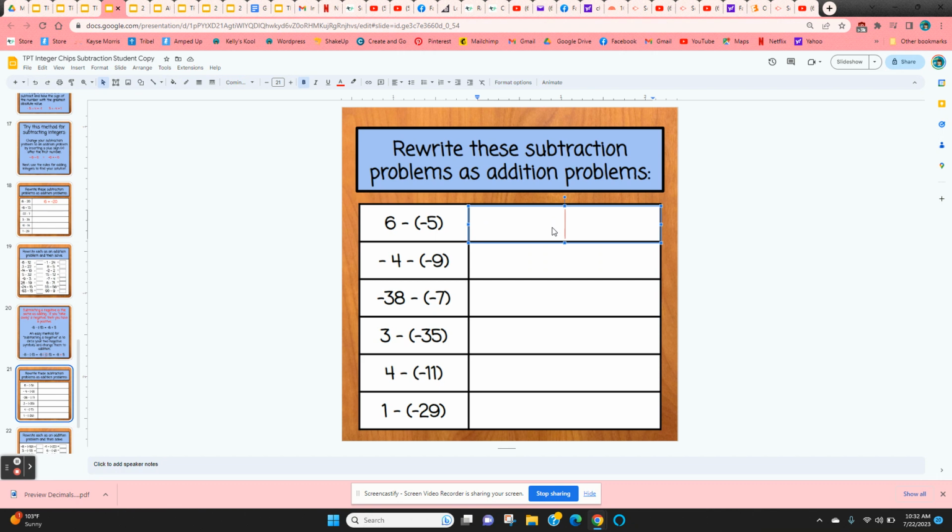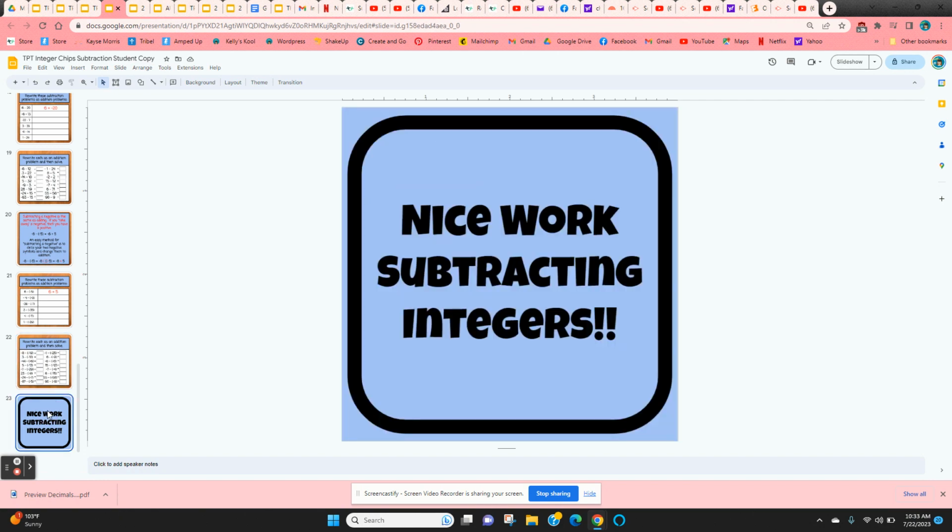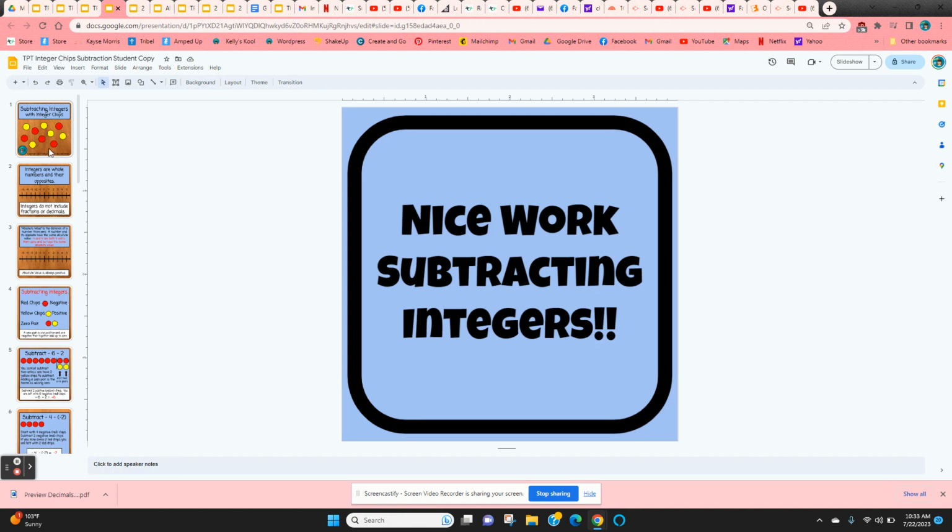So slide 21, they're just changing each to an addition problem. So the first one, 6 plus 5. And then on the final slide, they're giving the solutions. So they're just going to type in the solution to each one. So that is a digital lesson on subtracting integers with integer chips.